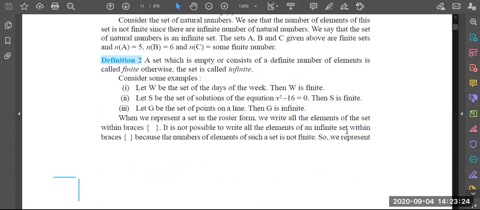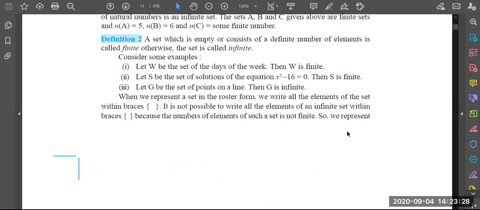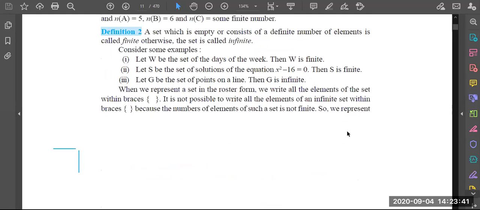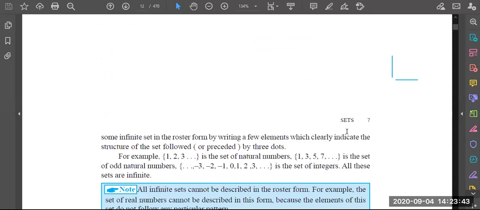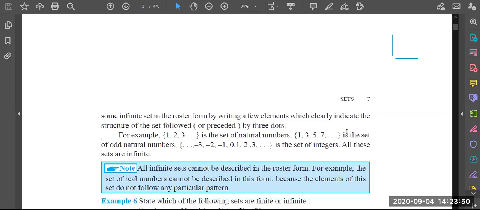Next is the singleton set. By the name itself, what's the meaning of a singleton set? How many of you can guess? Yes, exactly. Any set having only one element is a singleton set. Okay, everyone?